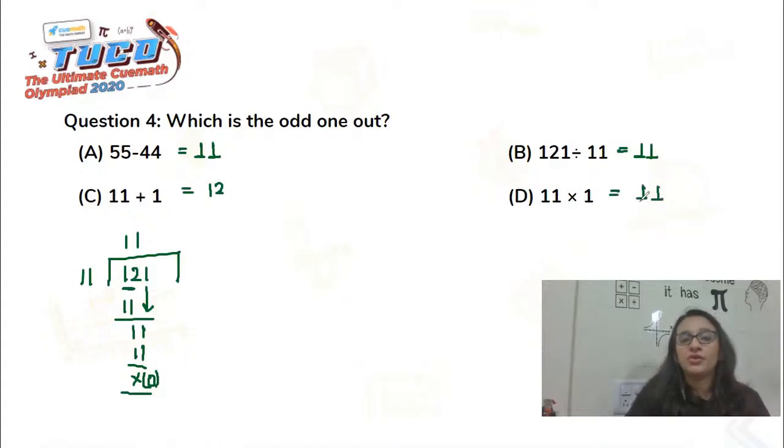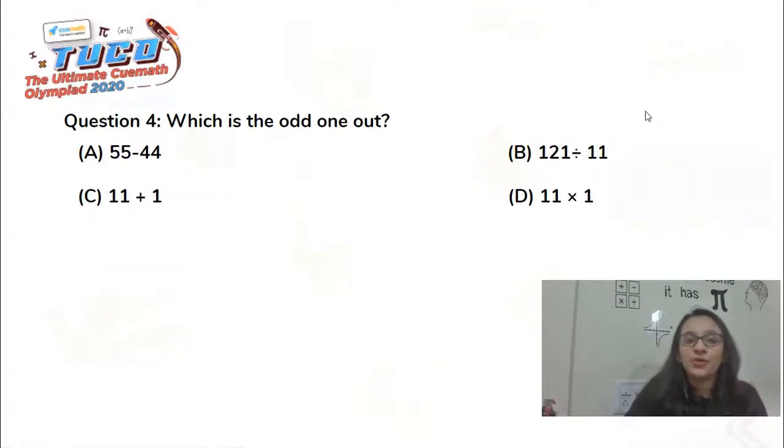So 3 of the options, after doing the mathematical operations between the numbers as it says, we got the answer as 11, whereas the only one which did not give us the answer as 11 was option C, and that gave us 12. So the odd one out here is option C.